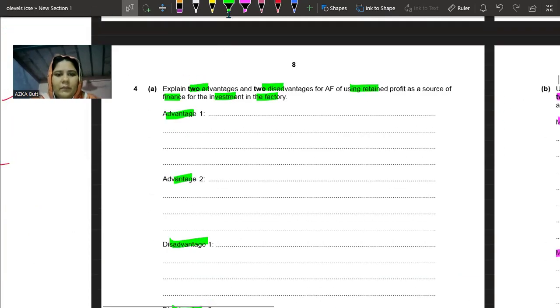Okay, so in question number four, we have to explain two advantages and two disadvantages for AF of using the retained profit as a source of finance for the investment in the factory. So using the retained profit is very beneficial. It means that we don't have to repay the loan, we don't need to pay the interest, and it can reduce our expenses, and hence the profit margins increase.